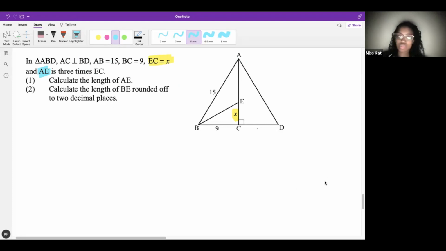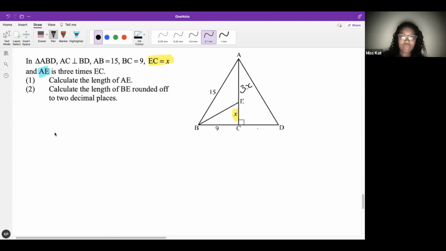You're close, but not quite. Before we use Pythagoras, we need to know how long AE is. We're not reading, guys. They said AE is 3 times EC. What does that mean? There we go. x times 3, or 3x. We need to know that information before we can do Pythagoras. Okay, so now, as Abu suggested, we do Pythagoras to find AC, the big triangle.